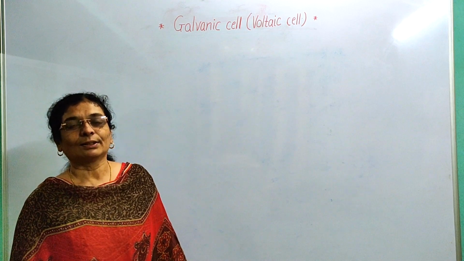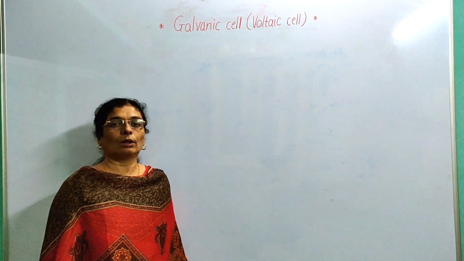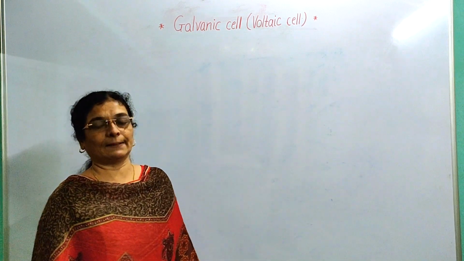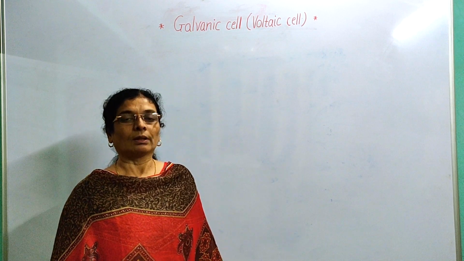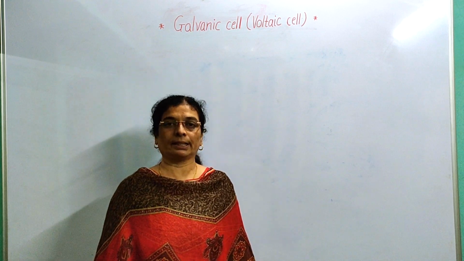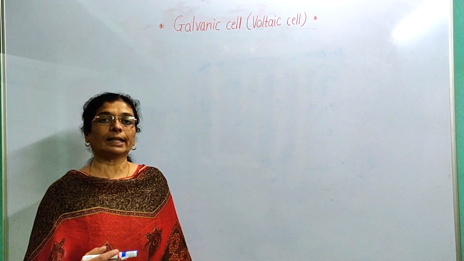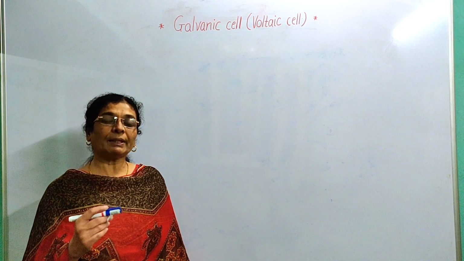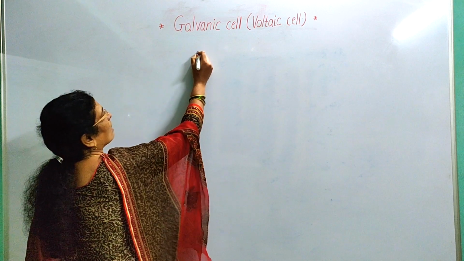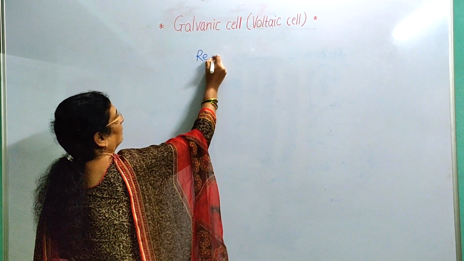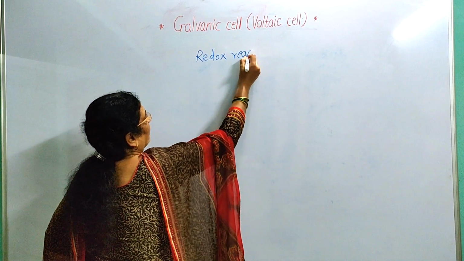Hi students, today we will learn about the galvanic cell, or it is also called voltaic cell. You know that in a galvanic cell or voltaic cell, chemical energy is converted into electrical energy. That is, from chemical energy we can obtain electrical energy, and chemical energy is obtained due to the spontaneous redox reaction. In this cell, redox reaction is very important.